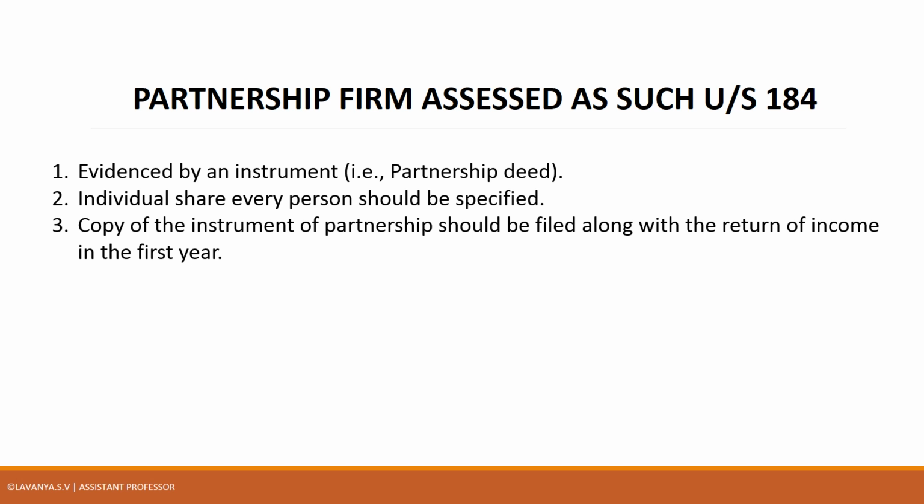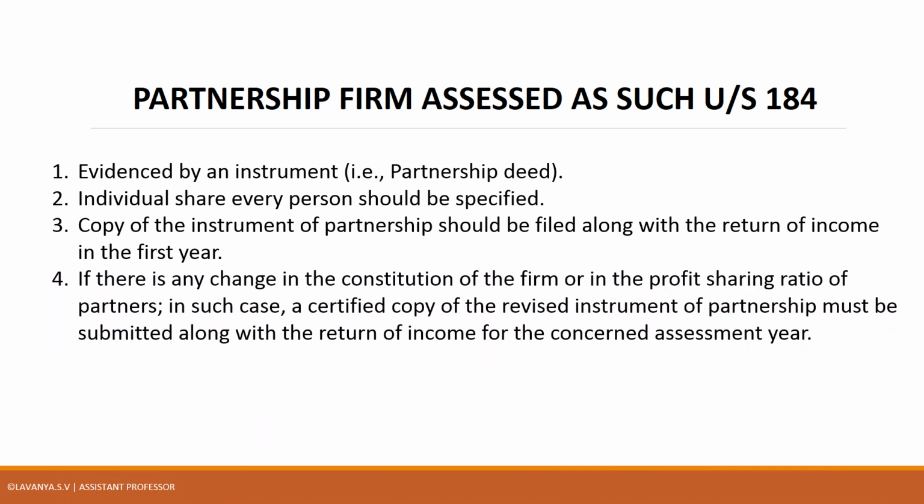Once a firm is assessed as a firm for any assessment year, it shall continue to be assessed as a firm for every subsequent year if there is no change in the constitution of the firm. Fourth point is if there is any change in the constitution of a firm or in the profit sharing ratio of partners, in such a case, a certified copy of the revised instrument of partnership, if any, must be submitted along with the returns of income for the concerned assessment year.